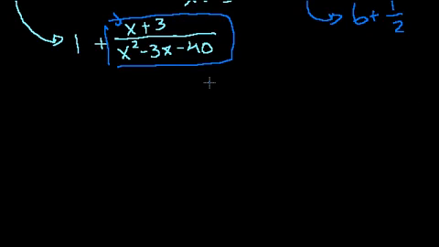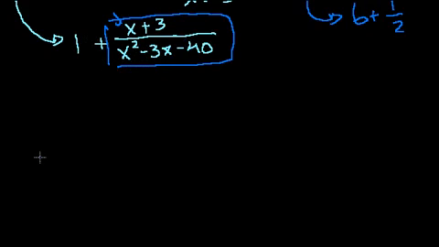And all that is taking this expression up here and turning it into two simpler expressions where the denominators are the factors of this lower term. So given that, let's factor this lower term. Let's see, what two numbers add up to minus 3, and when you multiply them, you get minus 40? They have to be different signs, because when you multiply them, you get a negative. So it has to be minus 8 and plus 5.